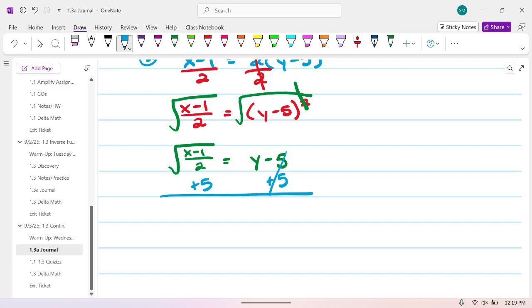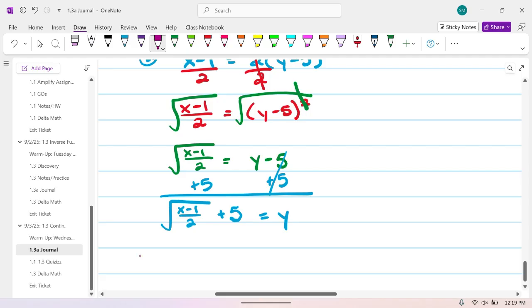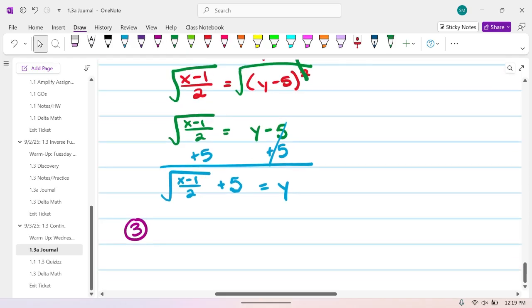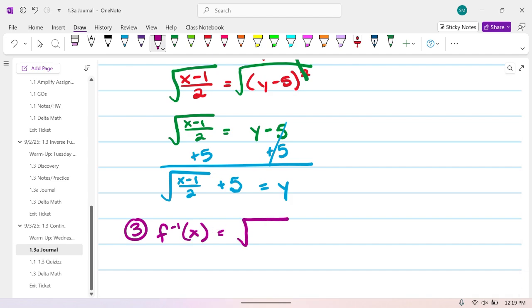Okay. So this will be the square root of (x minus 1) over 2, plus 5 on the outside, is equal to y. So if we rewrite it using the correct notation, our inverse of f of x is equal to the square root of (x minus 1) over 2, with plus 5 on the outside.